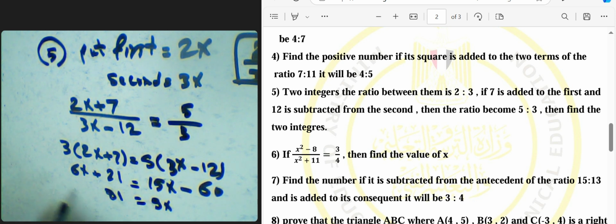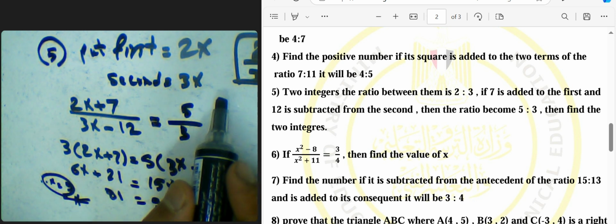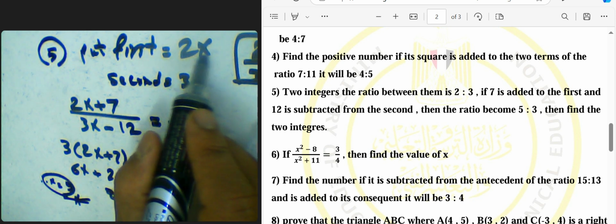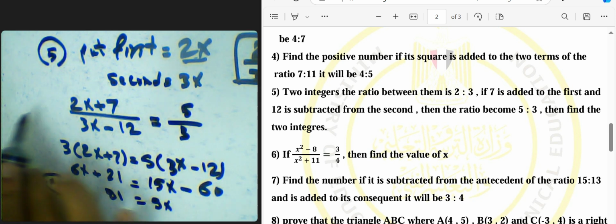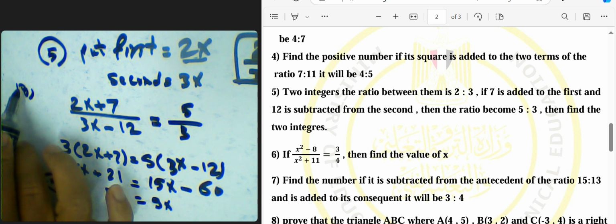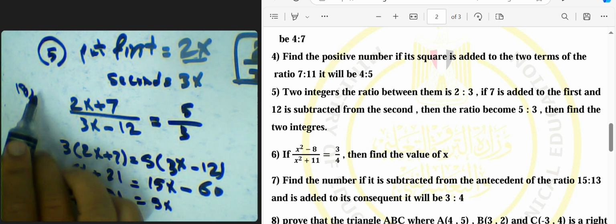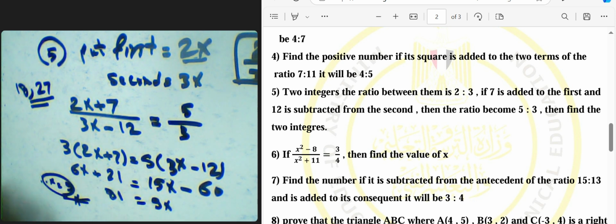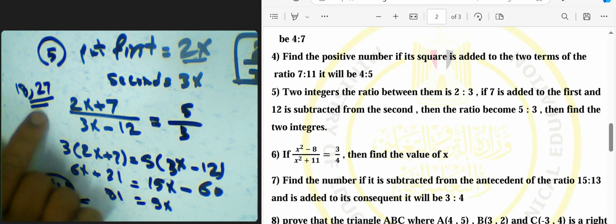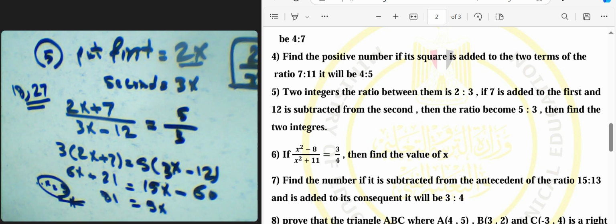And then we can divide by 9 to find the value of x. X here will be equal to 9. With the value of x as 9, we can find the first number and second number. The first number is 2 times 9 equals 18, so we have 18 as the first number, and the second number is 3 times 9 equals 27. So the two numbers will be 18 and 27. Understood?